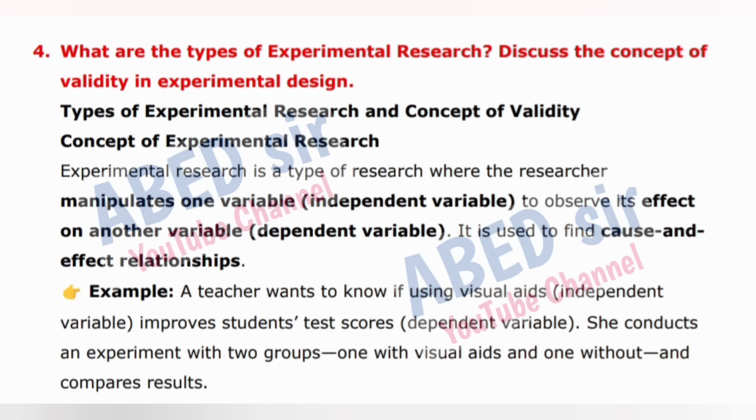Concept of experimental research. Experimental research is a type of research where the researcher manipulates one variable, the independent variable, to observe its effect on another variable, the dependent variable. It is used to find cause and effect relationships. Example: a teacher wants to know if using visual aids, the independent variable, improves students' test scores, the dependent variable. She conducts an experiment with two groups, one with visual aids and one without, and compares results.